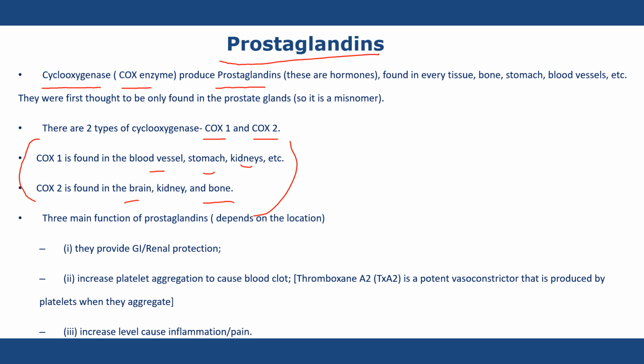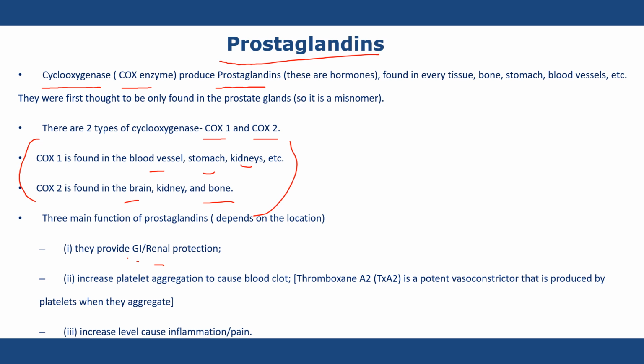Now, the function of a prostaglandin varies based on their location. If the prostaglandins are present in the stomach, let's say, their role is to protect the lining of the stomach. Okay, so GI protection, and same thing with renal protection. So you know that we have a very high level of hydrochloric acid in the stomach.